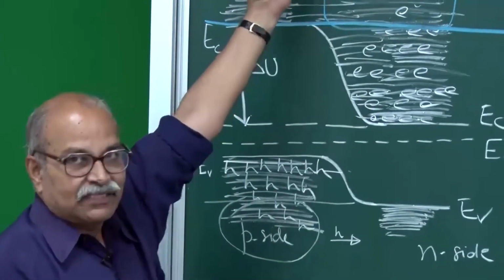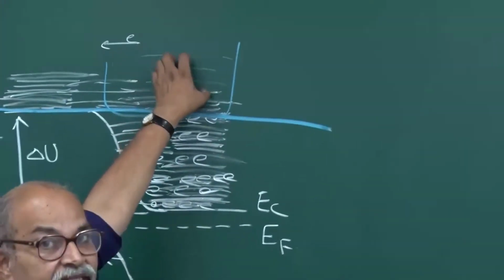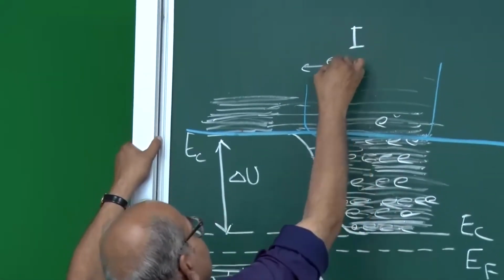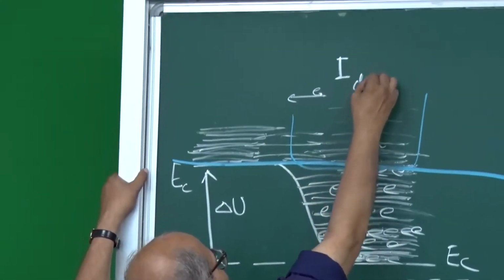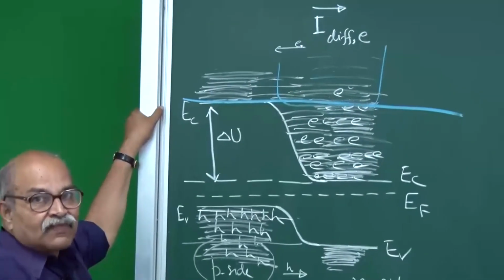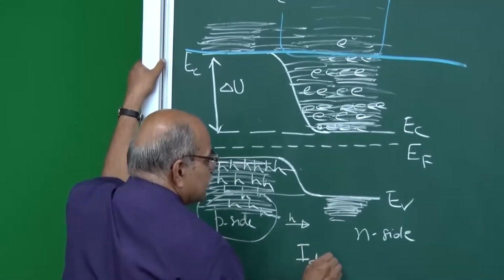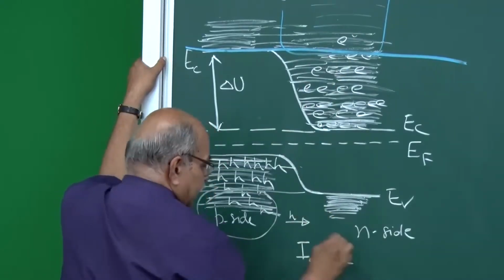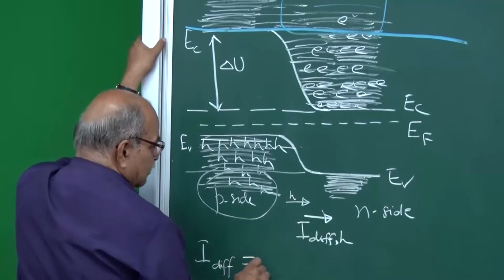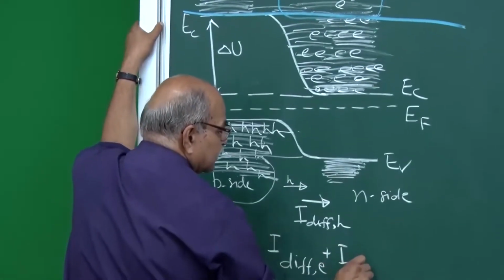But such migration will take place because of the concentration gradients. The electrons will try to diffuse here, and the ones having sufficient energy will go, and therefore you will have a current. This is the current because of this electron diffusion. You can call it I diffusion because of electrons, and the direction will be opposite to the direction of electron movement. And here, because of holes going this side, you again have a diffusion current. You can call it I diffusion because of holes, and the direction is once again the same. And so you have I diffusion, which is equal to I diffusion because of electrons plus I diffusion because of holes.